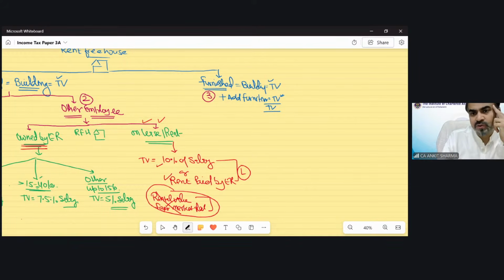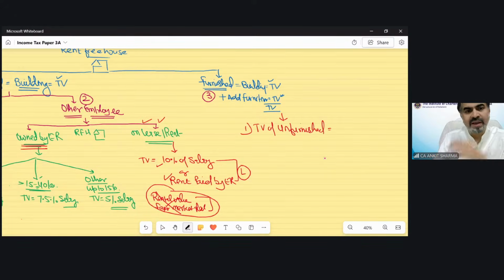But when we are going to solve furnished taxable value, in this situation, what we need to do? First of all, we have to calculate taxable value of unfurnished accommodation. That would be again the same as we have found. Whether it's a government employee, then we will take the license fees as taxable value. If that is another employee, then we will take taxable value accordingly, 10%, 7.5, 5%, etc. So we need to solve the building provision as the case may be.